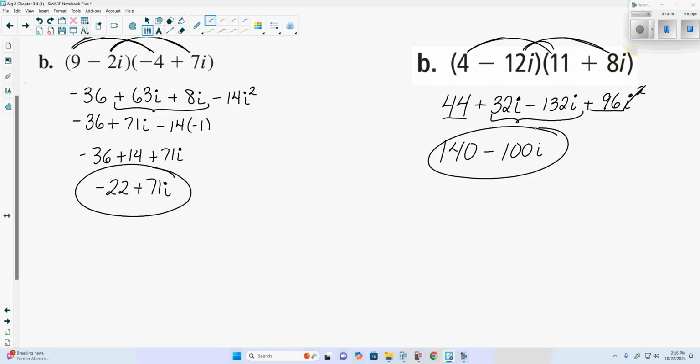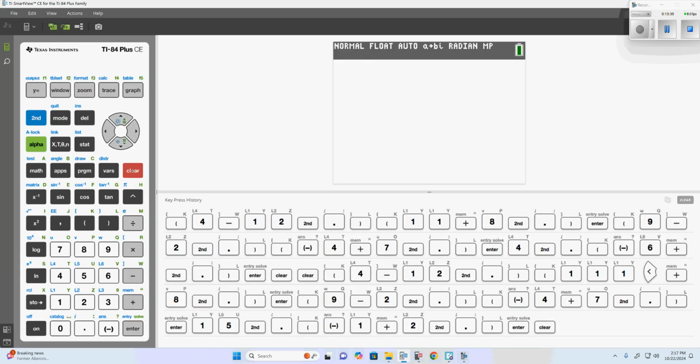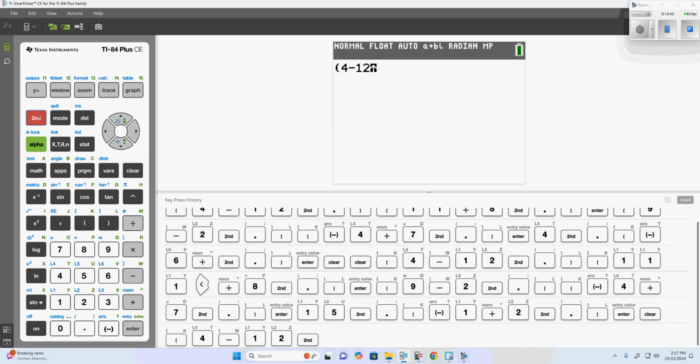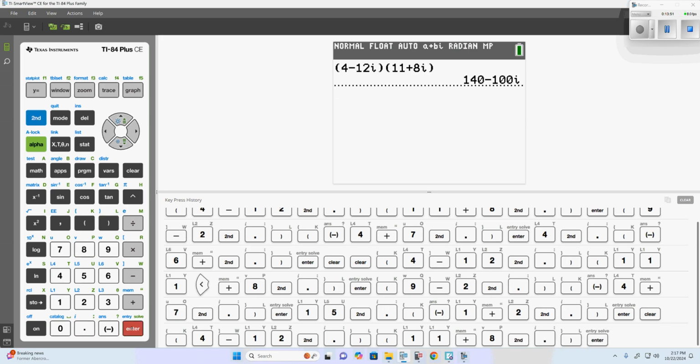But the other way we could have done this is we could have plugged it in the calculator. In the graphing calculator, the one we just did, 4 minus 12i times 11 plus 8i is 140 minus 100i. It does it for us, and it does put it in standard form.